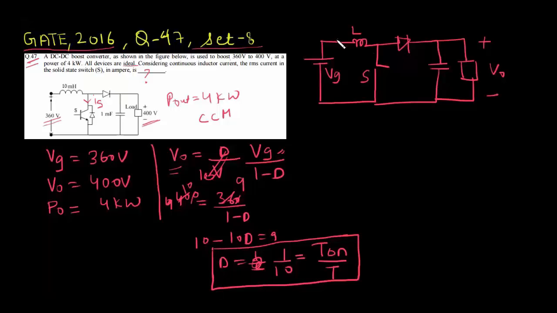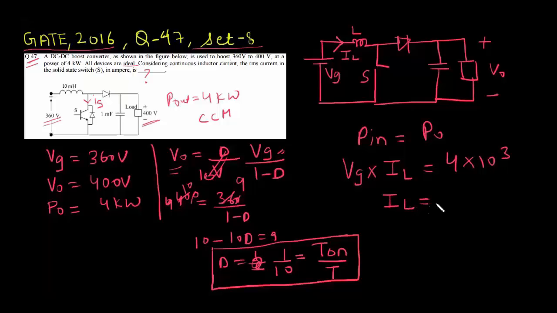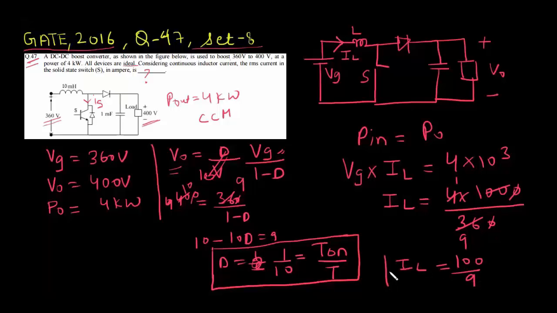Similarly, you can calculate the average inductor current IL. As all the devices are ideal, input power is equal to output power. Input power is input voltage times input current, which is equal to the average inductor current. P naught we know is 4 kilowatts. So IL is equal to 4000 divided by 360, which is 100 divided by 9.